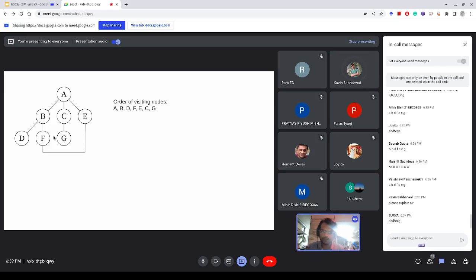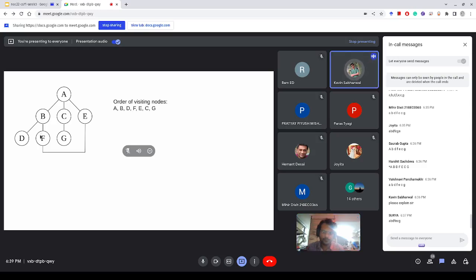So this is a depth first search, and we are going to visit B from A, then we are going to visit D, and then we are going to visit F. We are not going to visit C because F is at a lower depth.